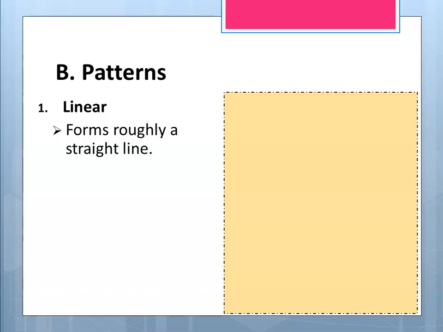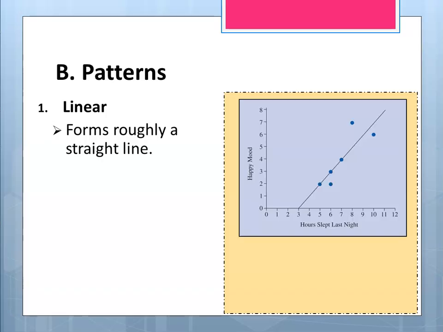As seen in the previous scatter diagram, correlations can form patterns when the data is graphed. There are 3 patterns. First is linear. The root word in linear is line, so the data forms roughly a straight line. Our example of students' sleep and mood would be an example of a linear pattern or a linear relationship.